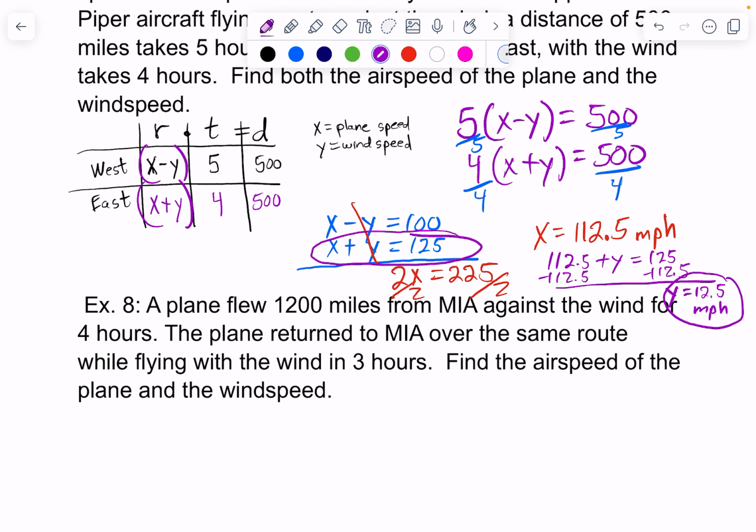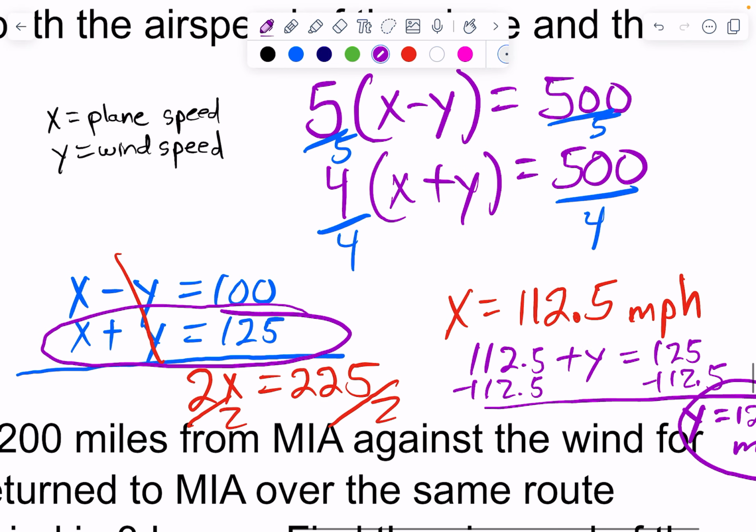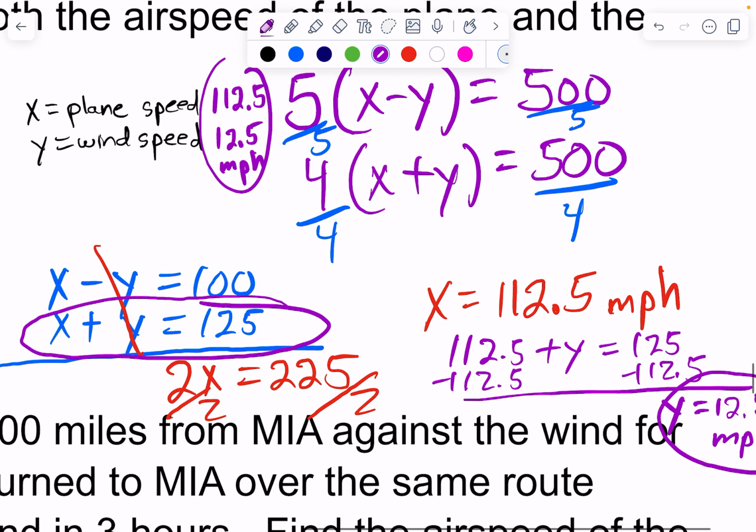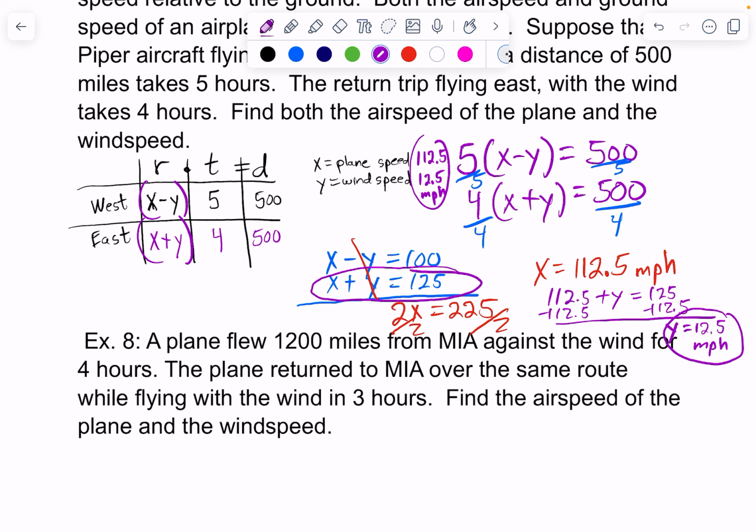So my plane speed was 112.5 miles per hour, and my wind speed was 12.5 miles per hour. Not bad, right? A little bit of work, but not bad. All right, let's try one more.